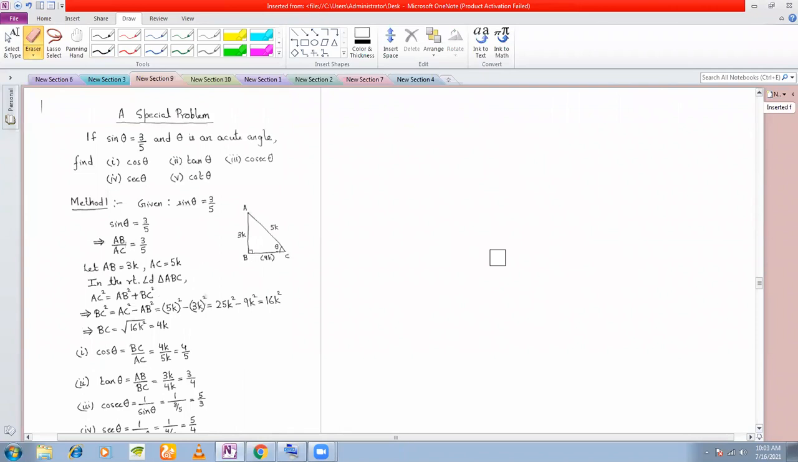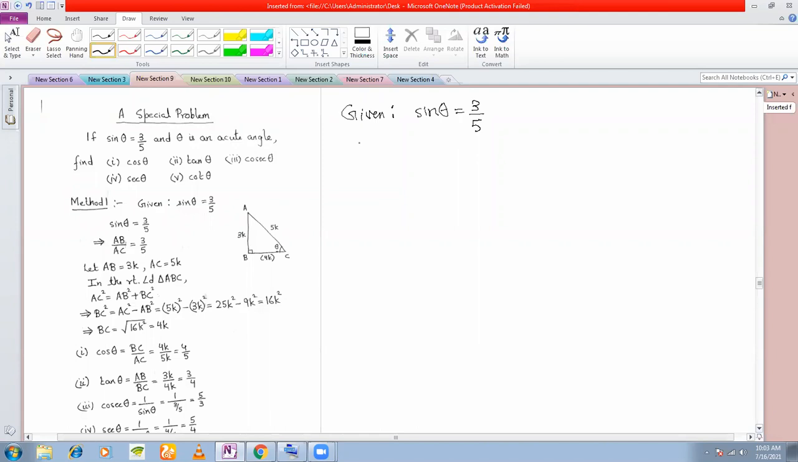The question is, if sine theta is equal to 3 by 5. Now I've shown you two methods of doing this. There are at least 4 to 5 methods of doing this problem, but I've only shown you two. Given sine theta is equal to 3 by 5, you want to find out all the other trigonometric ratios. What are the other trigonometric ratios? Cos theta, tan theta, cosec theta, sec theta, cot theta. All these you want to find out.